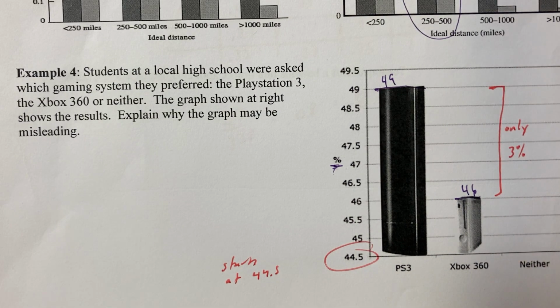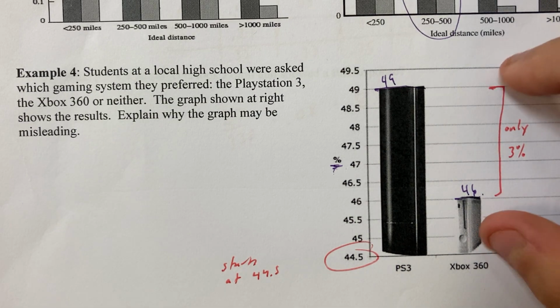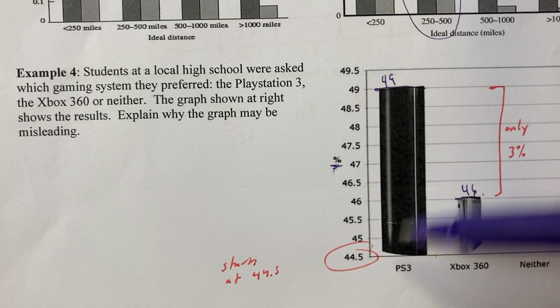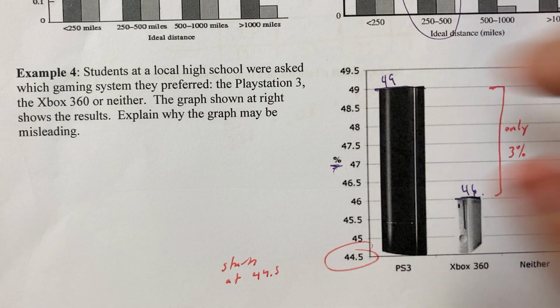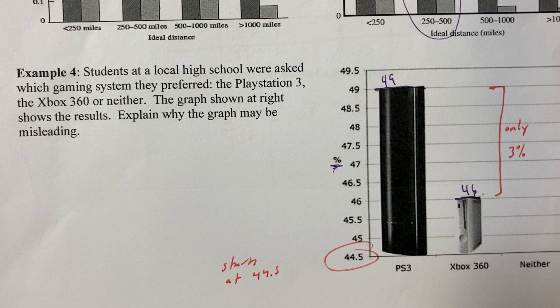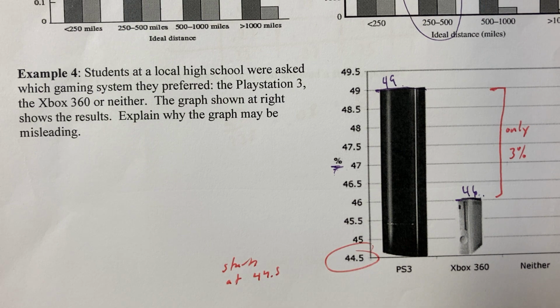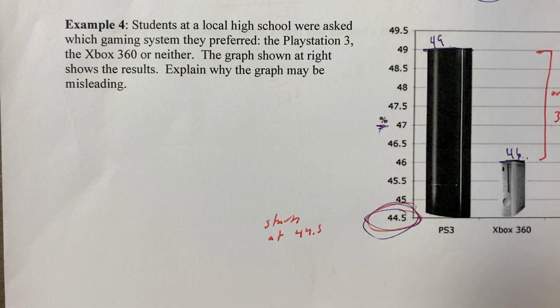This is a 3% difference. Does this chart show a 3% difference? No, this chart shows that the PS3 is basically double, even maybe more than double. However, it's only 3%, it's 49 to 46. And the reason is, look where they started the graph. They started at 44.5%. So that is an issue.